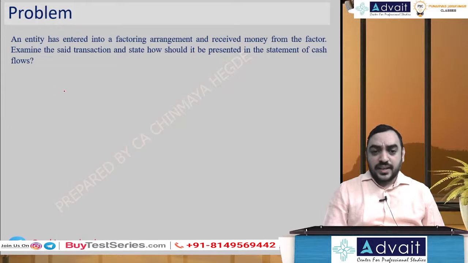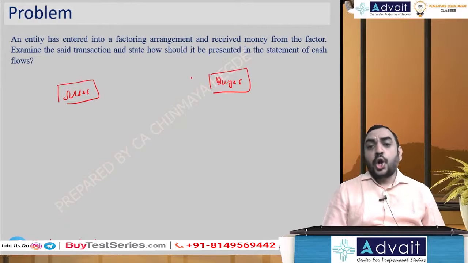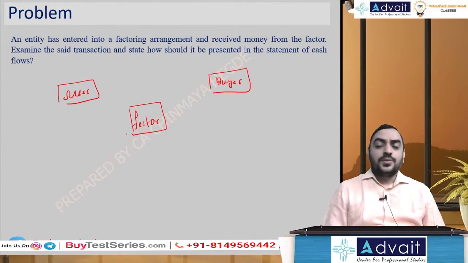So you have a seller and there is a buyer, and buyer will not make the payment immediately. He will make the payment after certain period, that is called as credit period. But the seller wants the money in advance. He doesn't want to wait till the end. So he goes to a person called as factor. You would have done factoring in your intermediate level also.